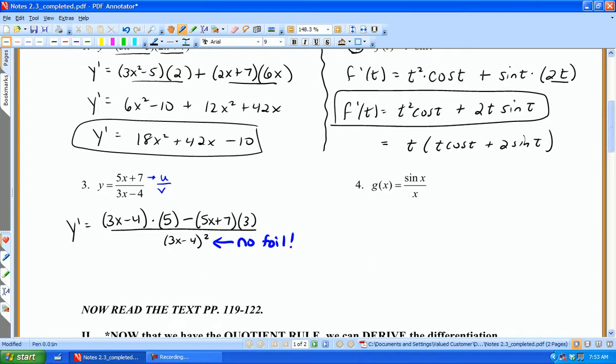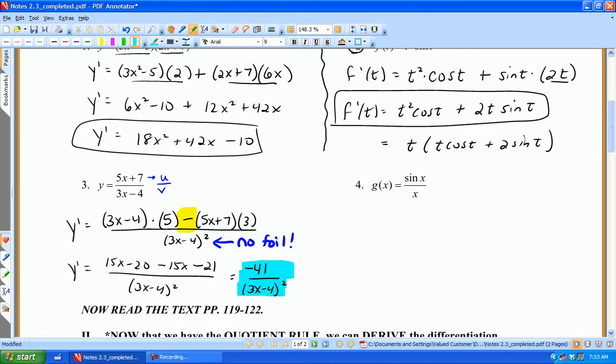Okay, now the biggest mistake people have on this is simplifying the top. Be sure you keep track of that negative because that's going to cause you some trouble if you're not careful. Okay, if I distribute, I get 15x minus 20. Now careful, like I said, if I distribute this, I get negative 15x and I get negative 21. Okay, all over 3x minus 4 quantity squared. Looks like if I simplify that, I get negative 41 over the quantity 3x minus 4 squared, and that's my answer. Perfectly good.